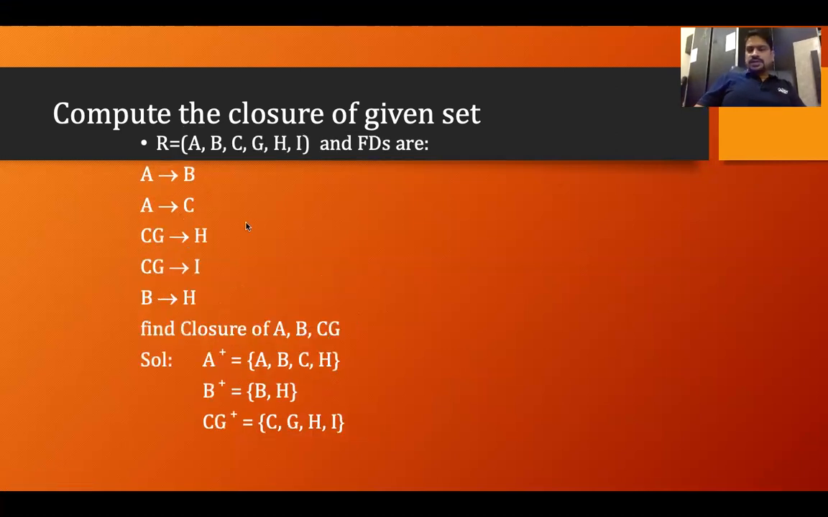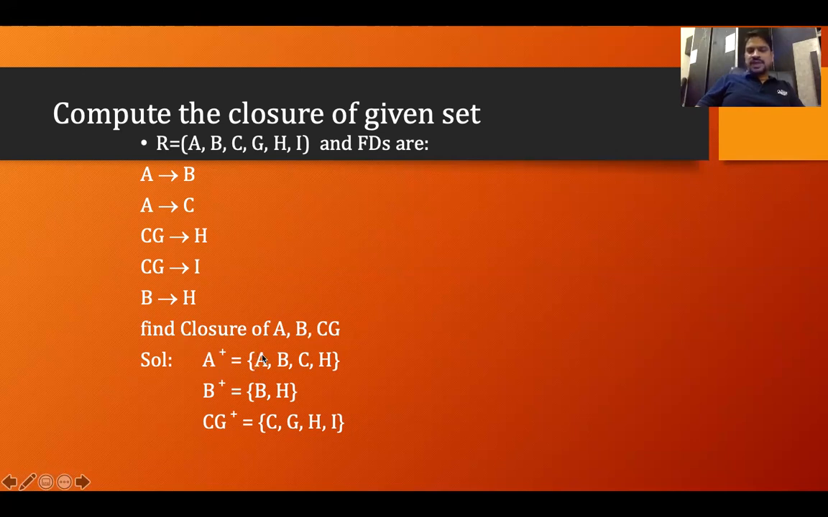Okay, this is another example. There are attributes A, B, C, G, H, I, which means you have 6 attributes. These are the functional dependencies given. What you have to find out is the closure of A, closure of B, and closure of CG. What is the closure of A? In the closure of A, A will come.